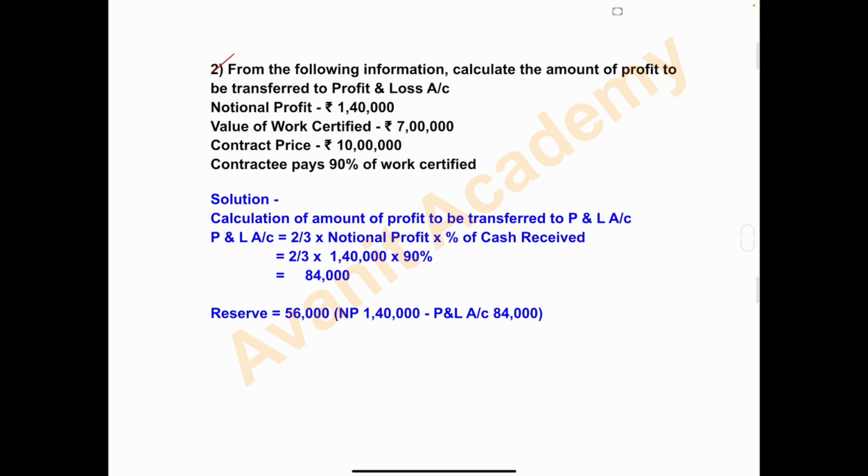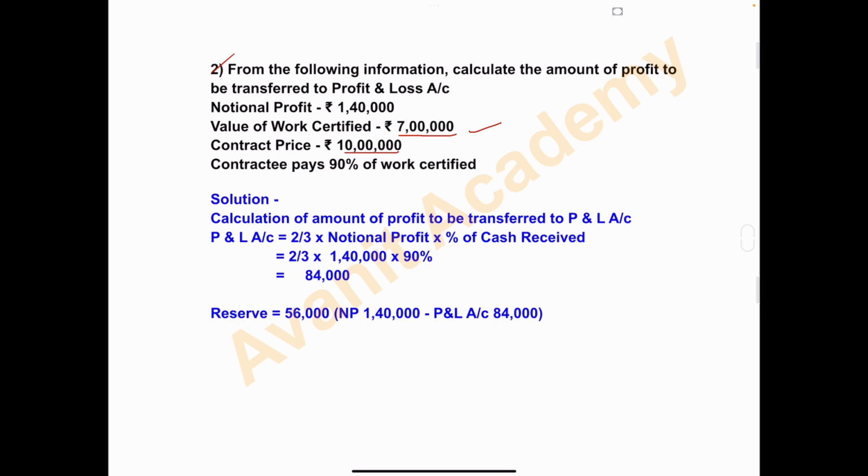Okay, all the information they have given in this problem. Let's see which condition is applied to this problem. Contract price is 10 lakh and the value of work certified amount is 7 lakh. 10 lakh into half, how much will you get? 5 lakh. So this work certified amount is more than half of the contract price.